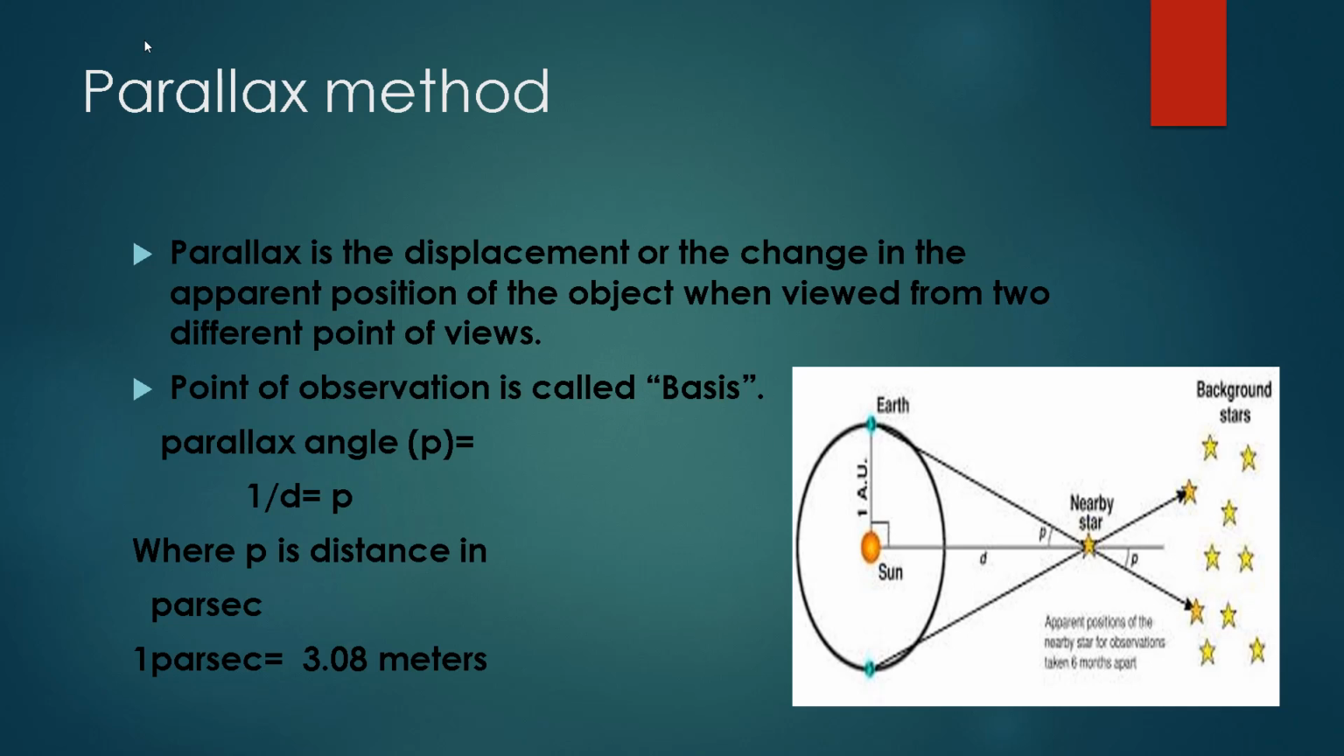From the earth we measure a distant star from one observation point. As earth rotates, 6 months later we measure the distance of the nearby star from a different observational point. So from this we get the parallax angle. By using this parallax angle we measure the distance of the star. So the parallax angle P is equal to 1 by distance, where distance is in parsec and 1 parsec is equal to 3.08 meter.